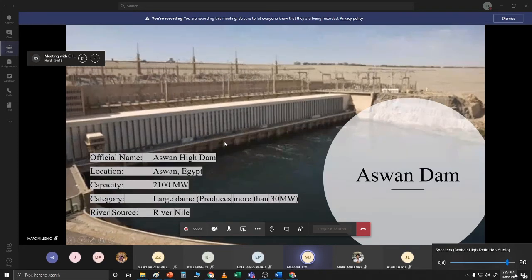So, ang location po niya is in Aswan sa Egypt. Total capacity po niya is 2,100 megawatts, which is kaya po siya na-consider as large dam. So, ang pinaka-river source po is River Nile.